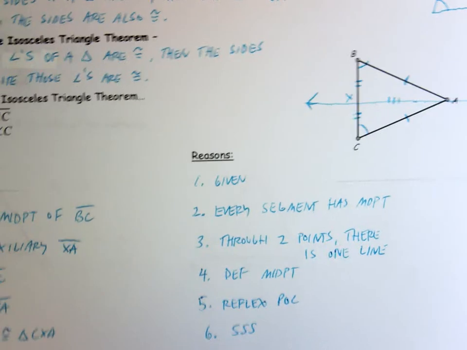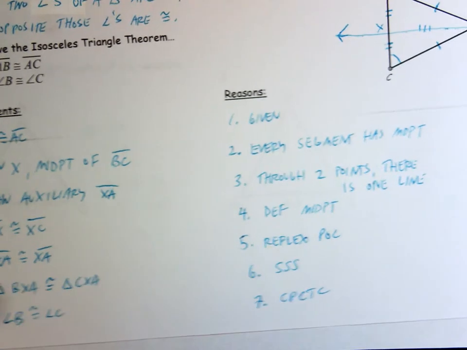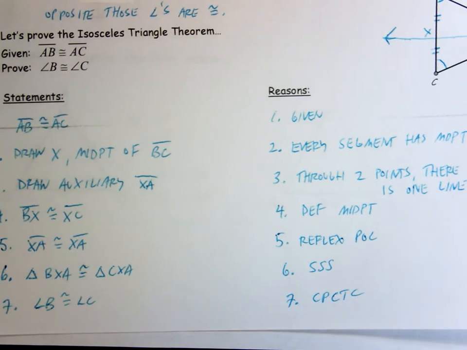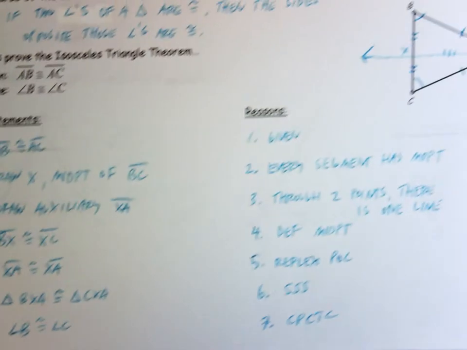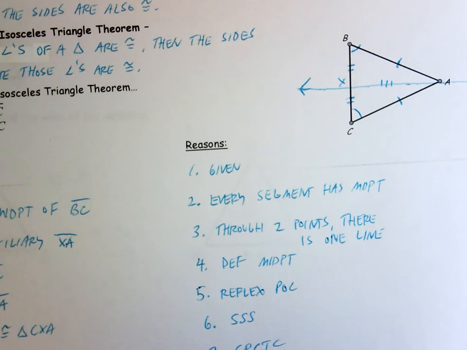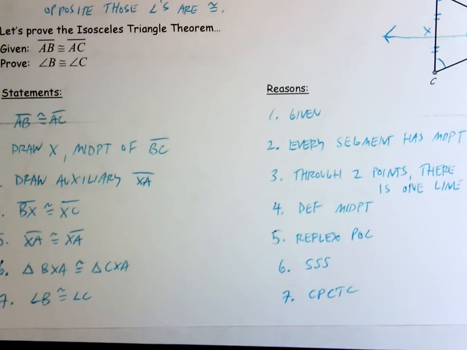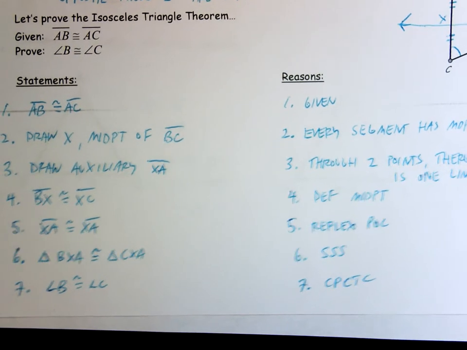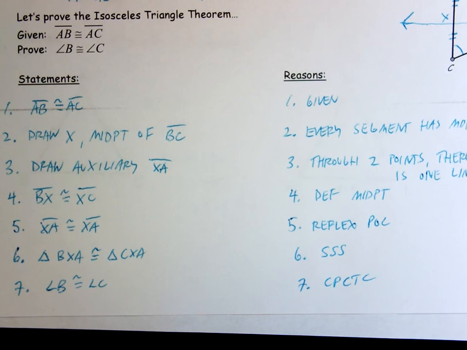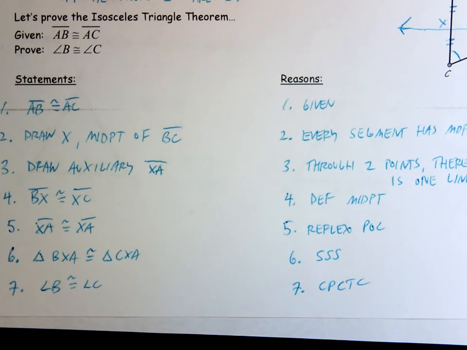Okay, here's a proof. I'm not going to go over this one in too much detail other than to let you see the picture, what I marked up. There's my reasons, there's my statements. If you want to pause and copy that down or try to do it on your own, go ahead. But there it is. We just proved the isosceles triangle theorem. Okay, so now how do we actually use that?